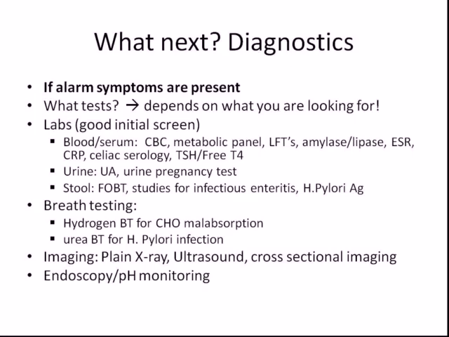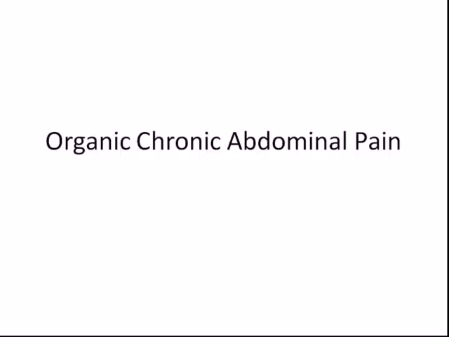Well, breath testing. There are two different types of breath tests that we often use in the gastroenterology office. The first is hydrogen breath testing for carbohydrate malabsorption, the most common of which is lactose intolerance, and also urea breath testing for H. pylori infection when your suspicion of H. pylori is high and stool testing is not available. Beyond breath testing, there's imaging: plain X-ray, ultrasound, and again, cross-sectional imaging like CAT scan and MRI. And finally, endoscopy and pH monitoring. These are performed by a gastroenterologist.